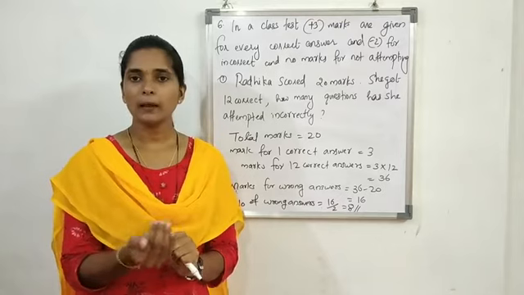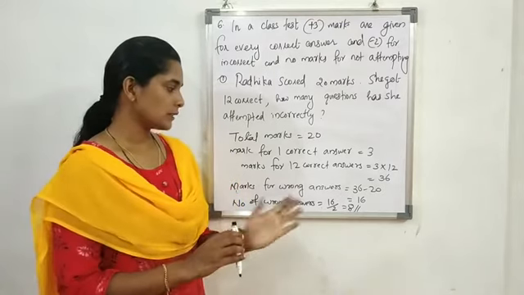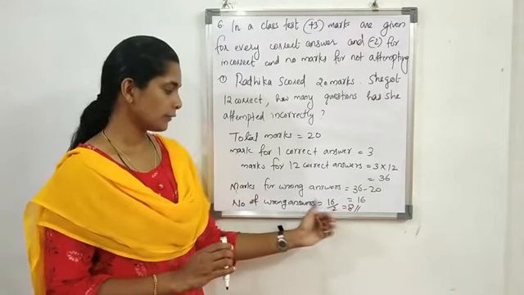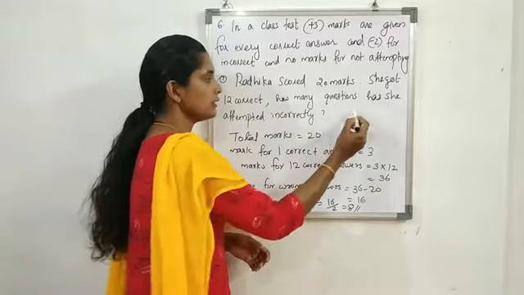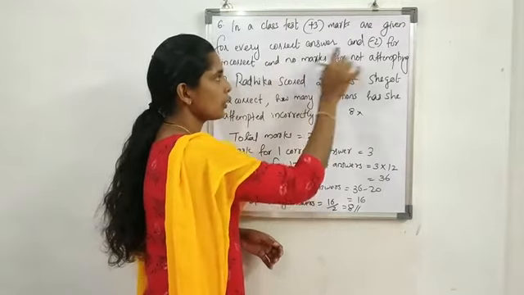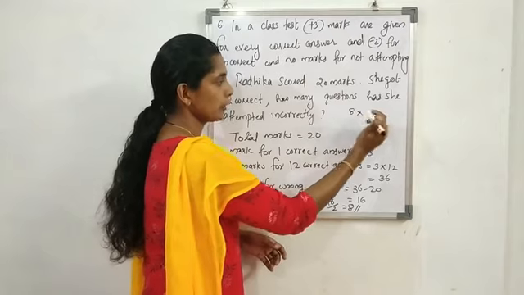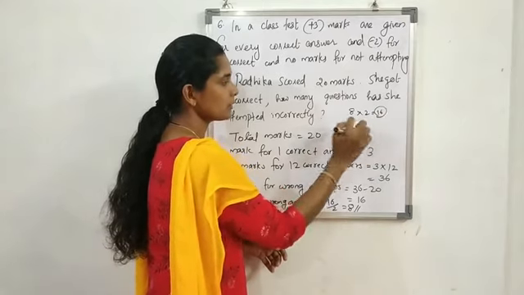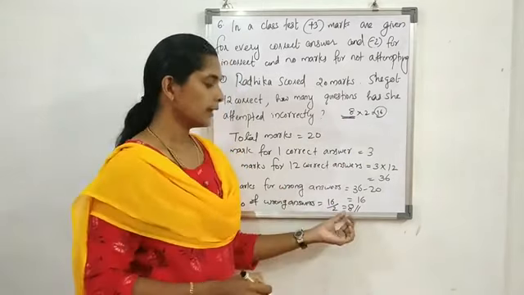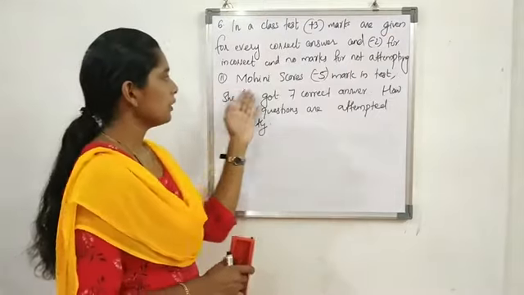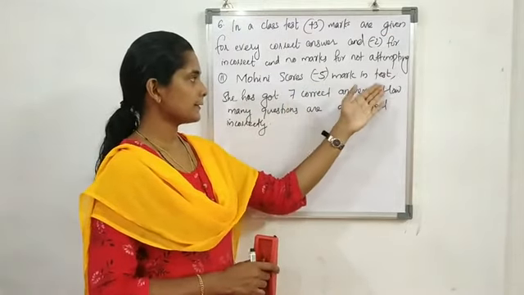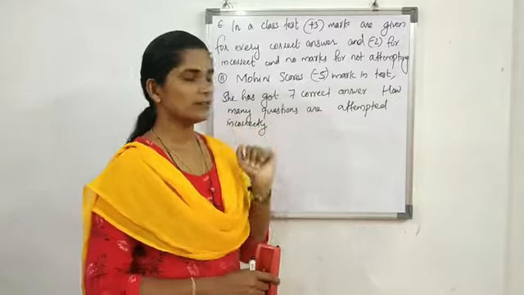Actually, we have to find the number of questions. That is 16 divided by 2, 8. If 8 questions are there, one wrong answer is minus 2. Therefore, 8 into 2, 16 marks. So 16 marks means how many questions are there? 8 questions are there.